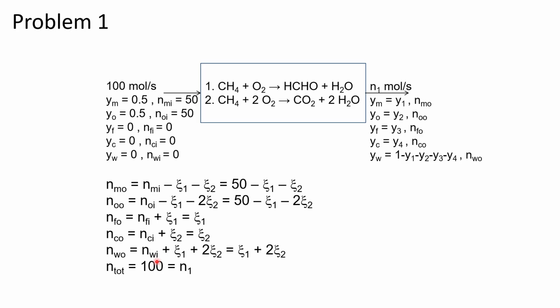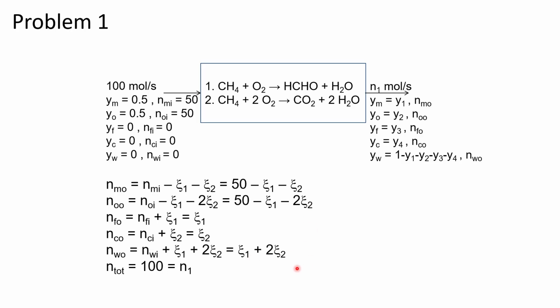Next, let's look at the water out. The water out is equal to the water in. There's no water in, so we know that term is 0. Water does participate in the first reaction. It's a product, so we'll put a plus. The stoichiometric coefficient is 1, and we'll multiply by Xi1. Looking at the second reaction, water is a product, so we put a plus. The coefficient is 2, and we'll multiply by Xi2, the extent of the second reaction. So this term on the right-hand side becomes Xi1 plus 2 Xi2.